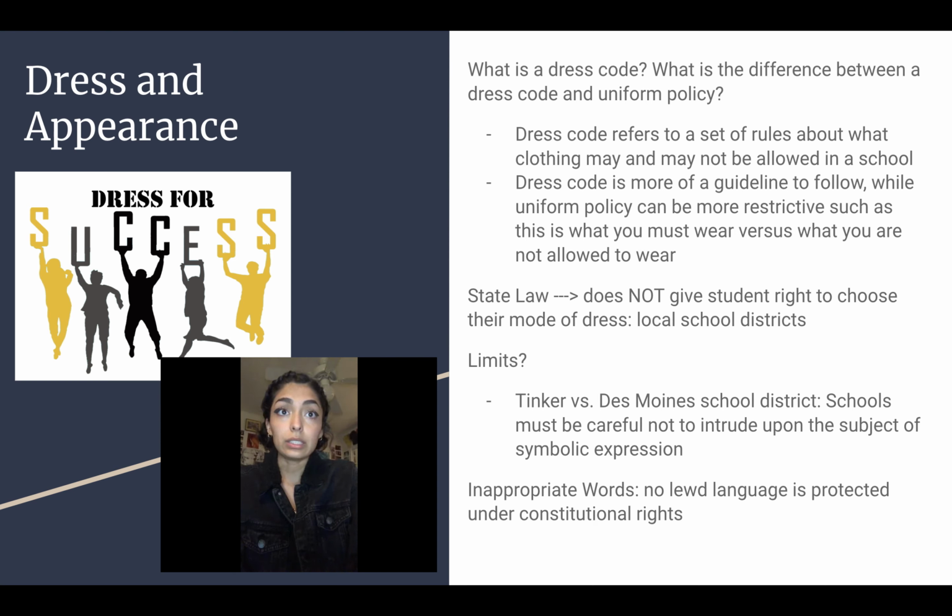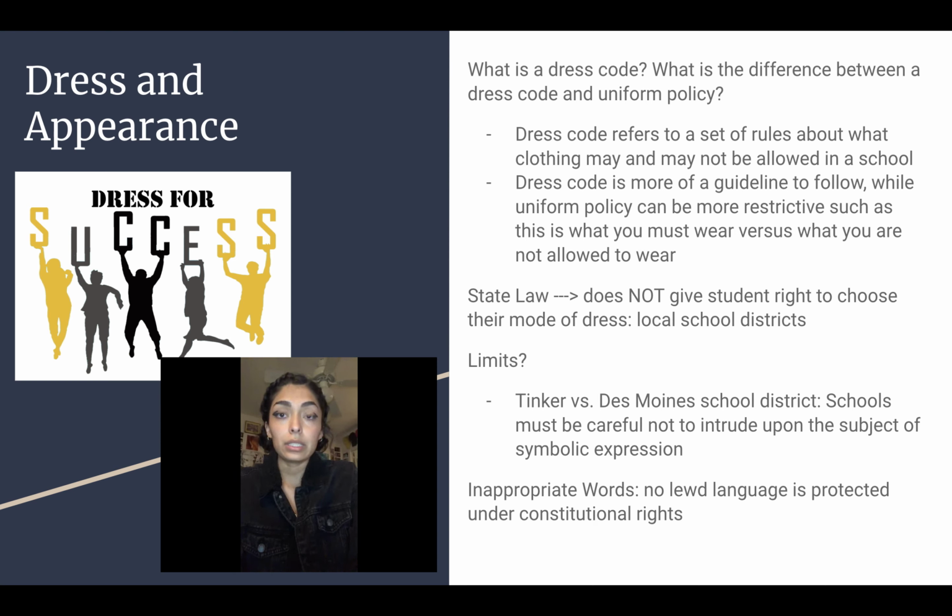State law does not give the students the right to choose their mode of dress. This is up to local school districts. Any limits on this? Tinker versus Des Moines School District is a case where schools must be careful not to intrude upon the subject of symbolic expression.